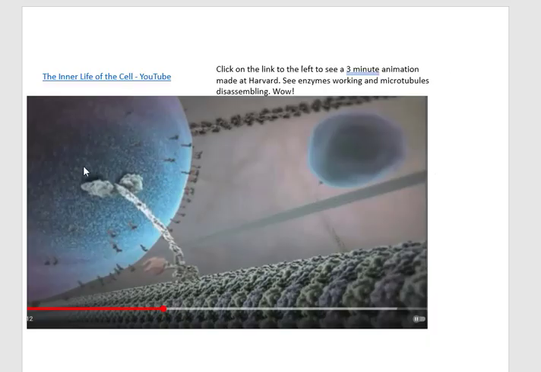Here's that link in case you missed it. It's called The Inner Life of the Cell. And here is a motor protein pulling this along.